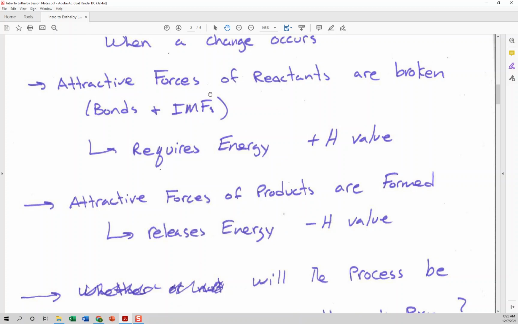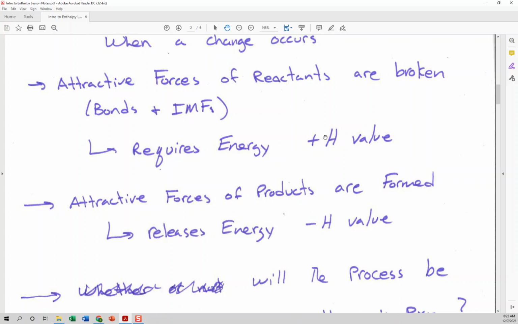If the bonds of the reactants, if the intermolecular forces of the reactants are stronger than those of the products, then overall energy would be absorbed, more energy absorbed than released, and so the overall process would end up being endothermic. So a lot of times in a chemical reaction or a physical reaction, you can think of it in terms of the different things that have to happen for the change to occur.